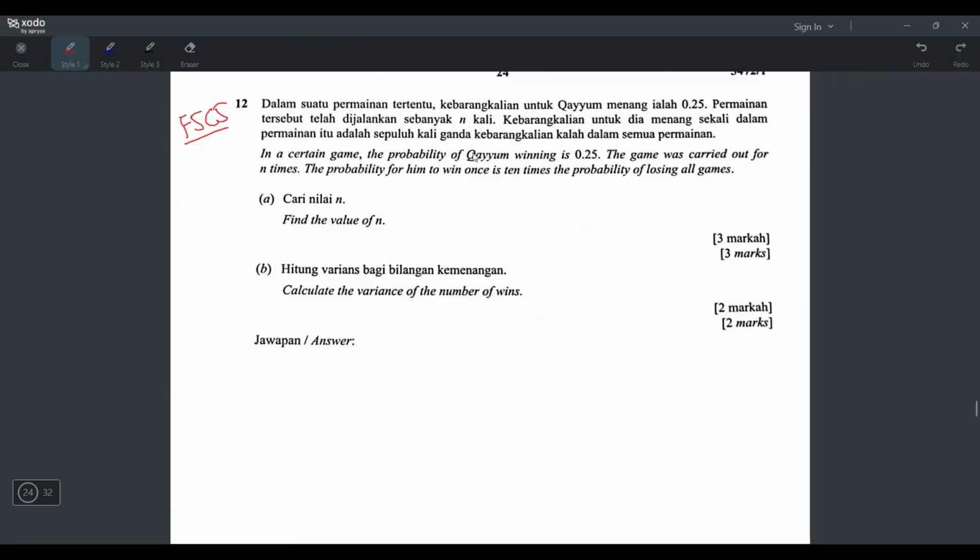In a certain game, the probability of Kayom winning is 0.25. So this is the probability of winning. So how do we write this information down? I write P, P stands for probability, and then I'll just write win here, equal to 0.25.